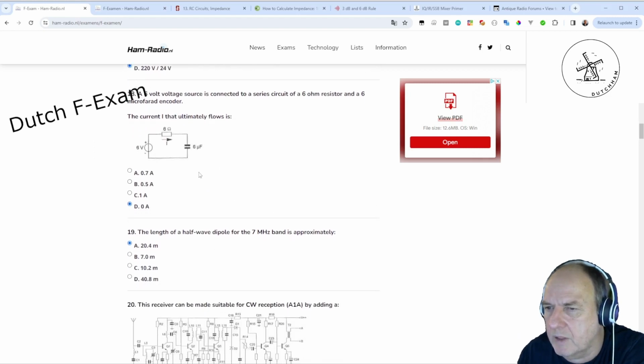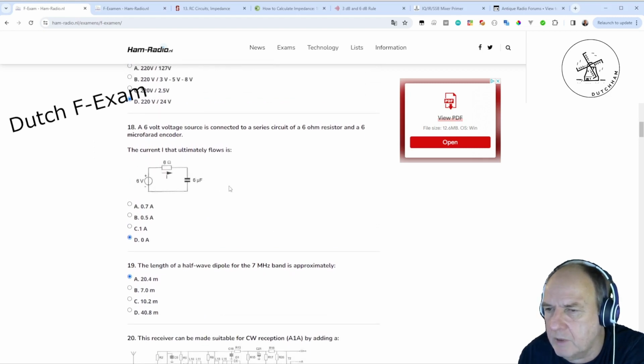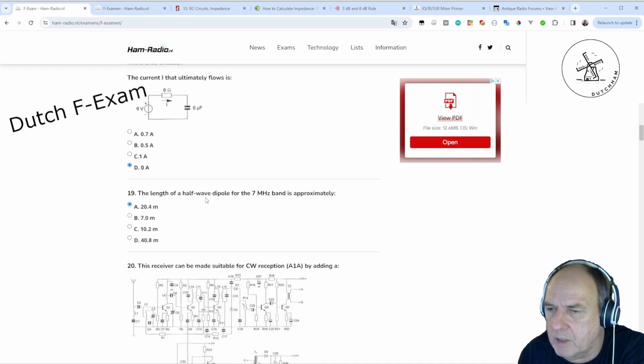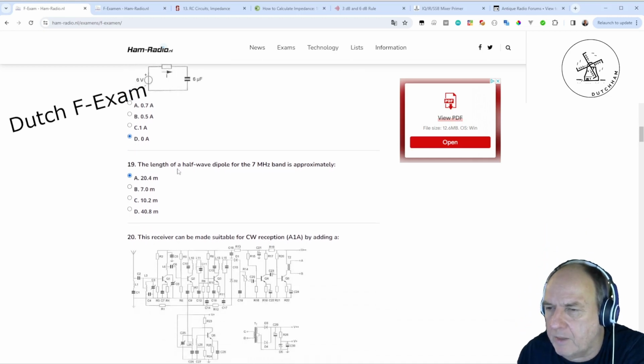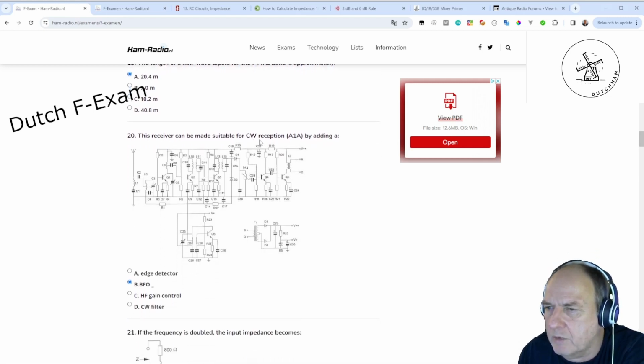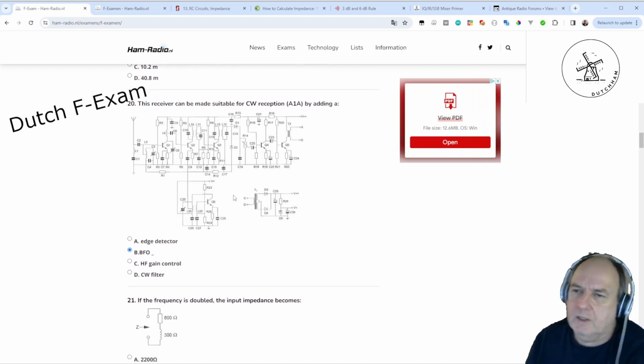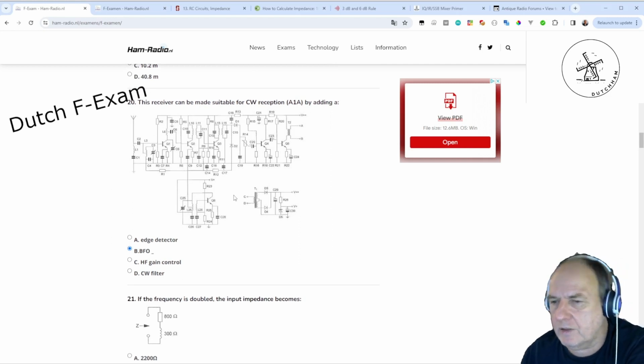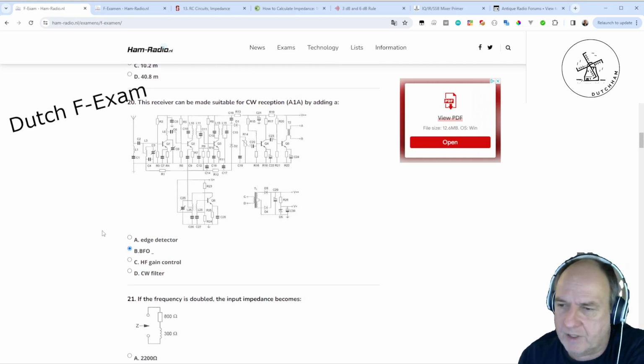This one, and the circuit is stabilized. There will be no current anymore because the capacitor will be loaded until 6 volts. Length of a half-wave dipole for 7 megahertz, which is the 40 meter band, so 20 meters. And the receiver can be made suitable for CW reception by adding a BFO. Okay, so I will keep with these answers, and at the end we'll see if I pass or not.